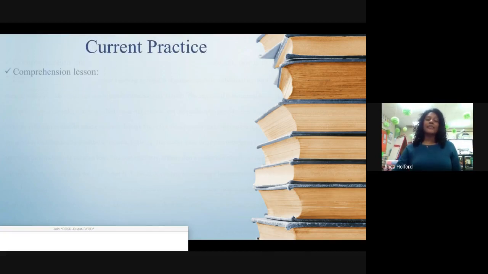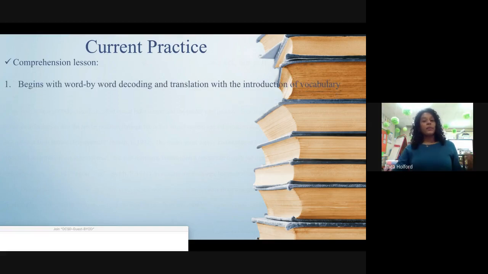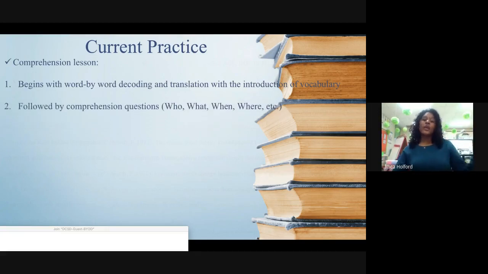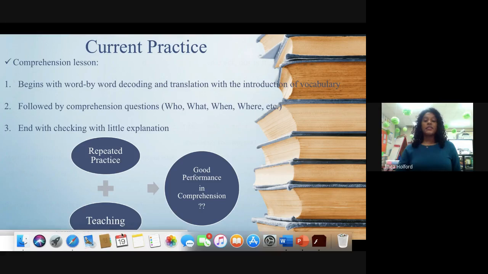Okay, current practice. Comprehension lesson. It begins with word-by-word decoding and translation with the introduction of vocabulary, followed by comprehension questions: who, what, when, where, why, how. We always ask these questions after reading. Well, most times. It ends with checking with little explanation. So, repeated practice, and we have teaching and good performance and comprehension. Is that good performance and comprehension? Repeated practice and teaching? Let's see.